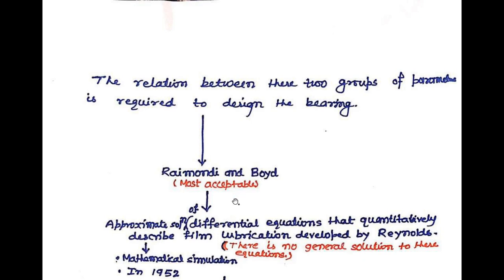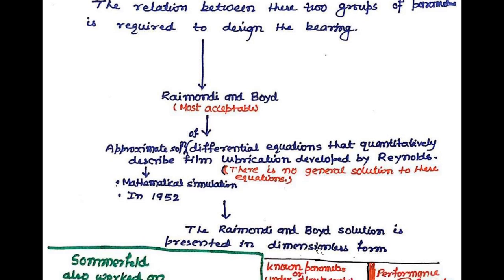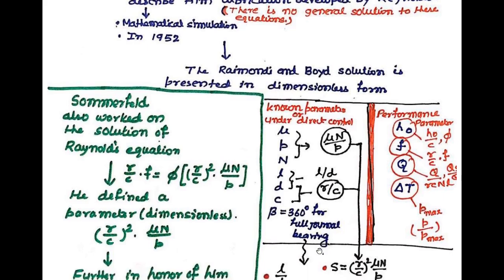So Raimondi and Boyd used mathematical simulation to solve this differential equation and obtain an approximate solution, and this approximate solution is presented in dimensionless form. The work by Raimondi and Boyd was done in 1952, and their approximate solution is presented in dimensionless form. And what are those dimensionless parameters? It is explained here.